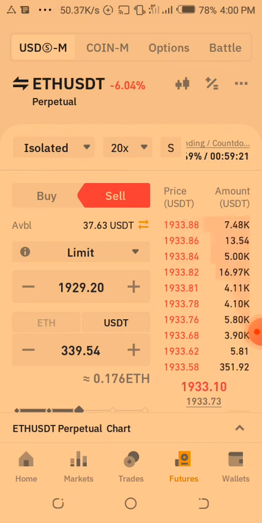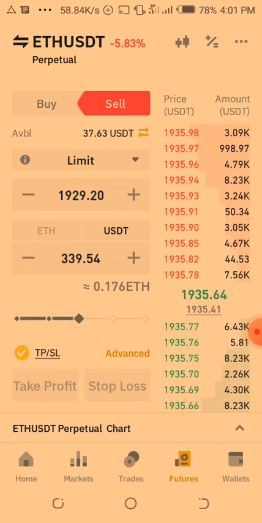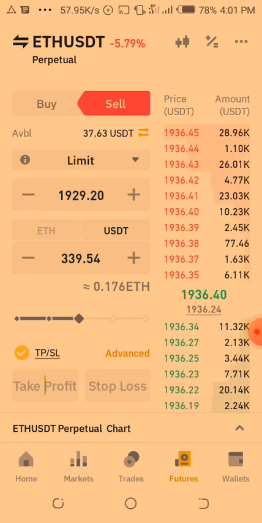So assuming you are asked to place a trade or make an entry, this is how you go about it. You set your margin, you set your leverage, you choose either buy or sell as the case may be. You choose the amount of USDT you want to trade with. And I always tell you, never use 50% of your equity to trade. Okay, it's very risky.